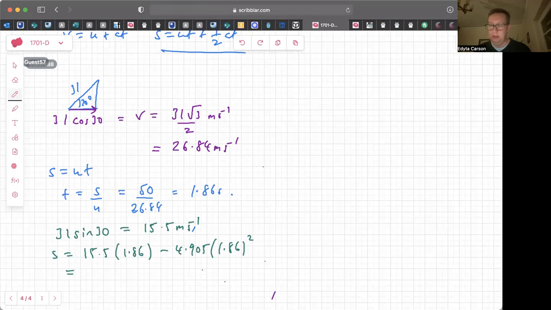Okay, so we've got to do 1.86 squared times 4.905, which is 17.02, and 15.5 times 1.86, which is 28.83. So if my calculations are correct, which seems quite high, the answer is 11.87 meters, which is more than enough to get over the goal.